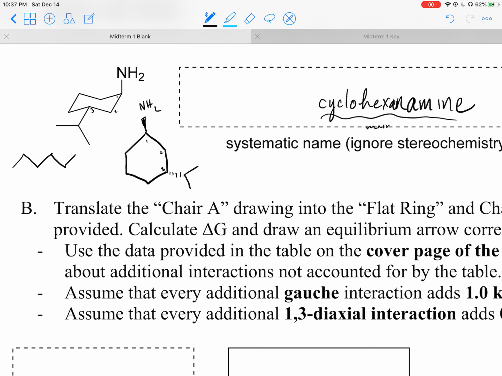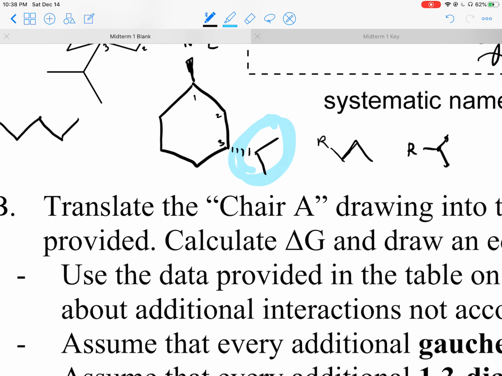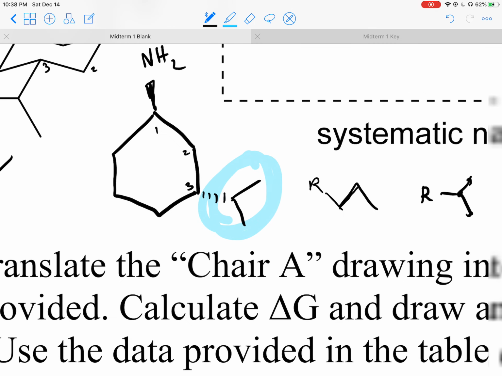It's the main part. And then we have to name the substituent. The only substituent is the isopropyl group right here. It's not a regular propyl group. Propyl is just 3 carbons in a chain, but this is 3 carbons in a forked shape, right? It's still 3 carbons. And it's not part of the main chain. The main chain is the cyclohexanamine, so it has to be named as one substituent. So it's called isopropyl.